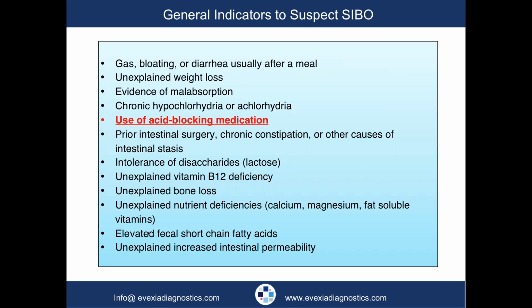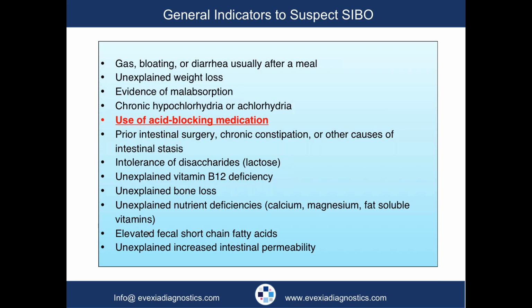If there's a history of prior intestinal surgery or chronic constipation, certainly that's going to be suspicious for SIBO, meaning that there is lower movement or transit time of food laying in the gut as well as bacteria. If there's an existing problem, say, with lactose intolerance, meaning intolerance of the disaccharides, and lactose obviously is a disaccharide, again, another suspicion for SIBO.